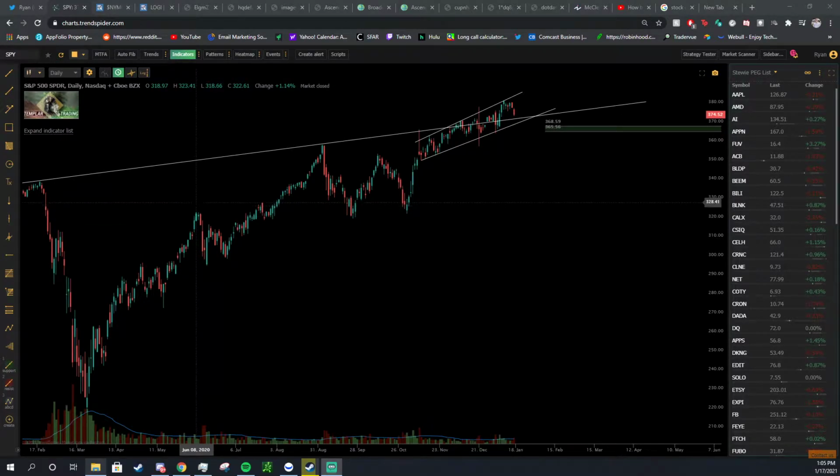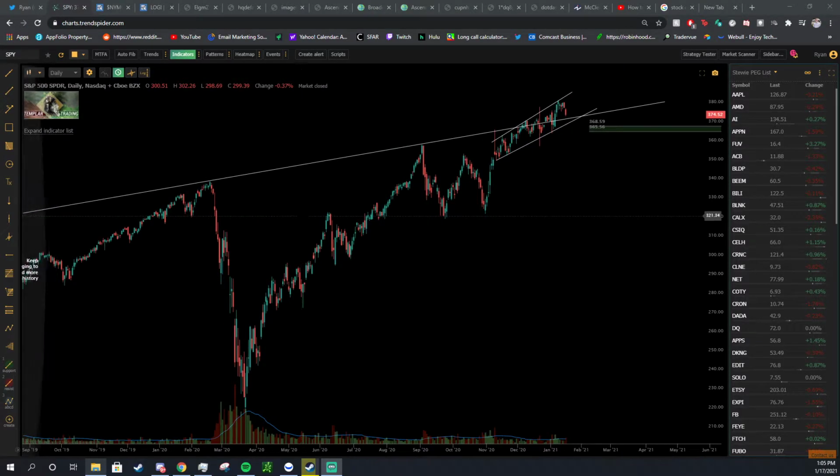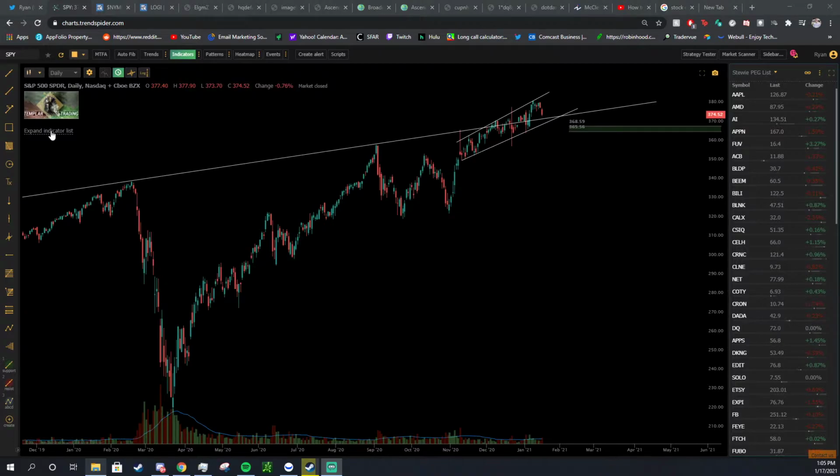I am not a financial advisor, and I'm only speaking on my experiences and the knowledge that I've accumulated over the last year. So going into it, I really do want to start with showing the indicators that I use when I map out my swing trades or longer term investments.